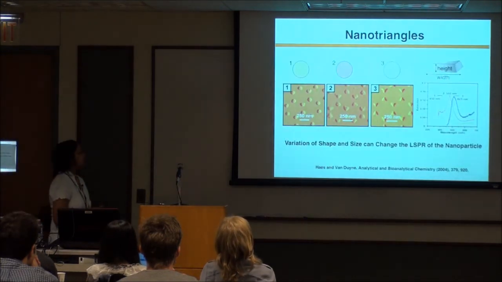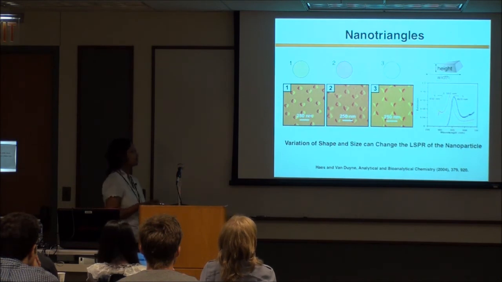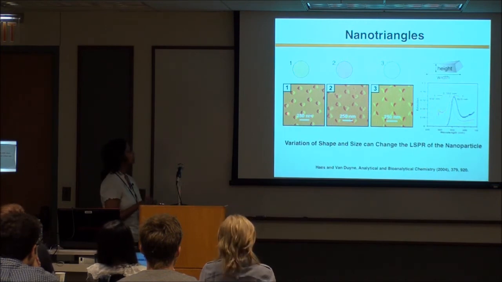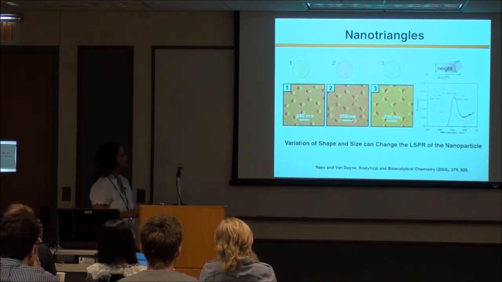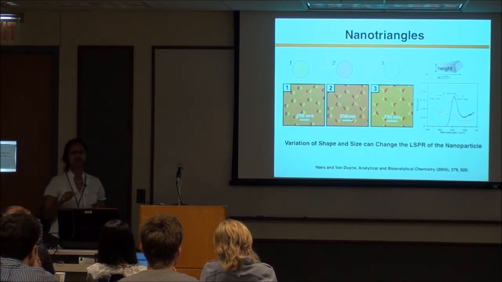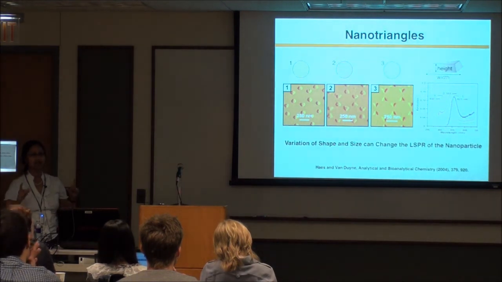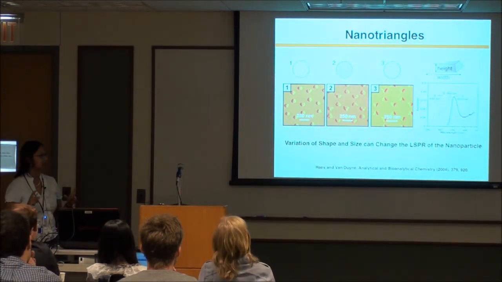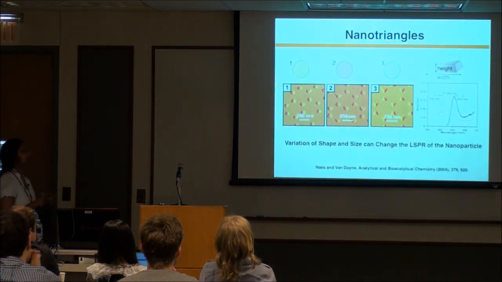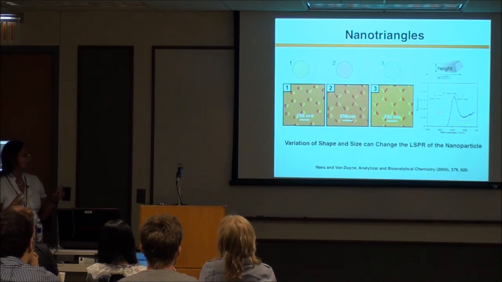The variation of the shape and the size can change the LSPR of the nanoparticles. If this is a little roundish in shape, versus more triangular and sharper, then there's a change in the colors, and the spectra of these vary. This is very important for our studies because we have a colored protein and a colored nanoparticle, and we are trying to study their plasmon resonance coupling. So we fabricated different nanoparticles which have different absorption spectra.